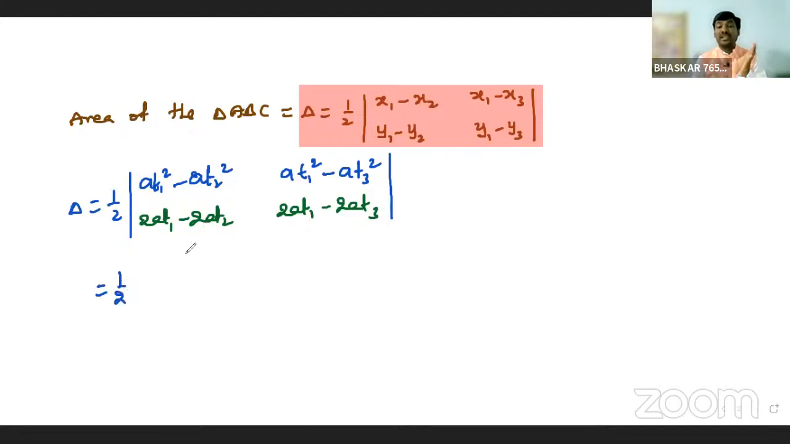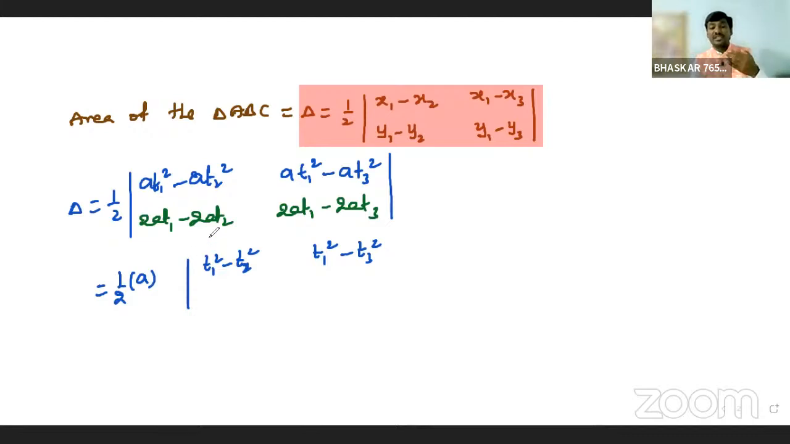So we can take anything common from any row or any column. From the first row we have a, so we can take a common from the first row. That means t1 square minus t2 square. Next one here, t1 square minus t3 square. Other than a, I took a common from the first row.